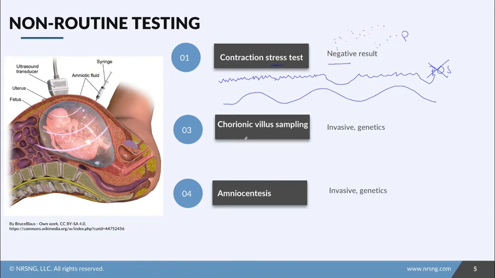Our chorionic villus sampling. So this one is going to be very invasive. It is looking at genetics. What will happen is the doctor will do an ultrasound to see where the baby's positioned and get a sample from the placenta, the chorionic villus. So it's from the fetal side of the placenta, and it's going to give genetic information. This is done early, 11 to 14 weeks gestation.